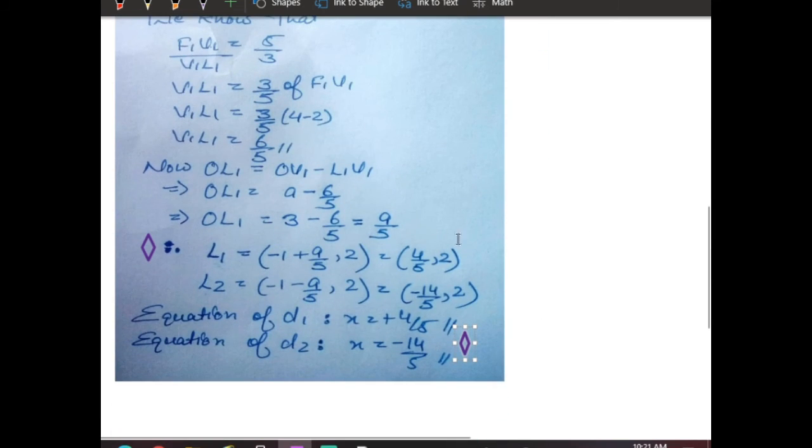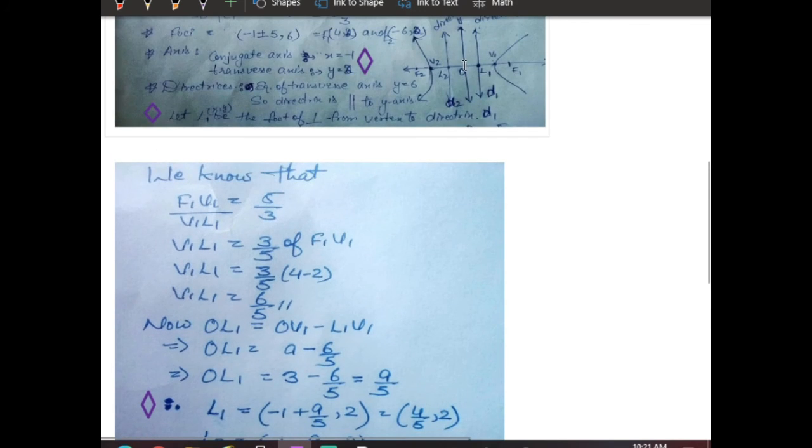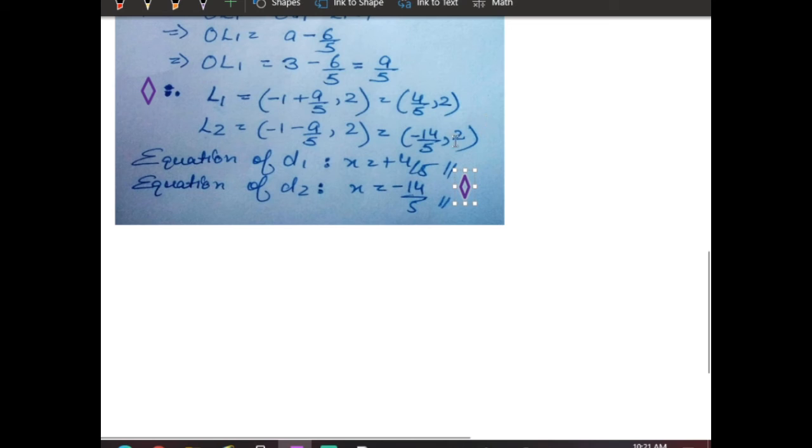Because these directrices are parallel to the y-axis, writing the equations is very simple. Writing equations of lines which are parallel to any of the coordinate axes is very simple. We just want one point where it intersects the other coordinate axis. Meaning if it is parallel to the y-axis, where does it intersect the x-axis? That is needed, so that's what I have calculated here. That was one approach, my approach, when I chose not to use the general formula. Then I found the coordinates, and it was easy to write down the equation of directrices.